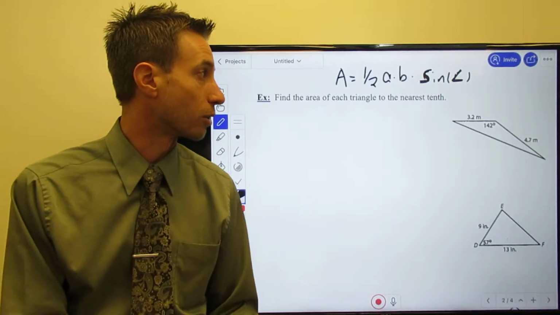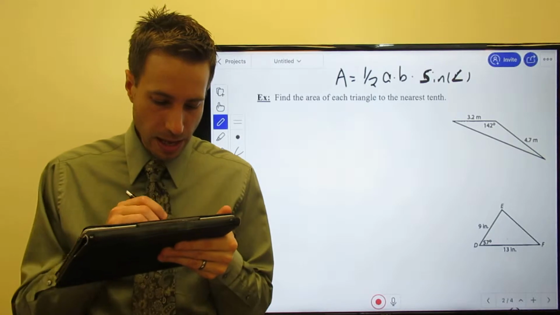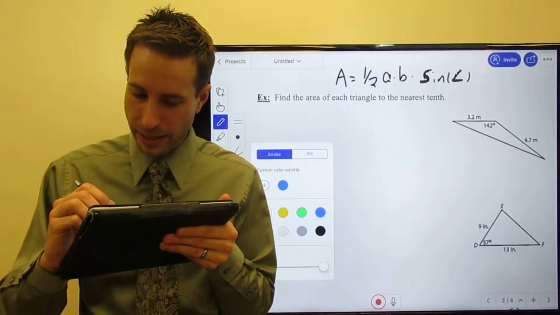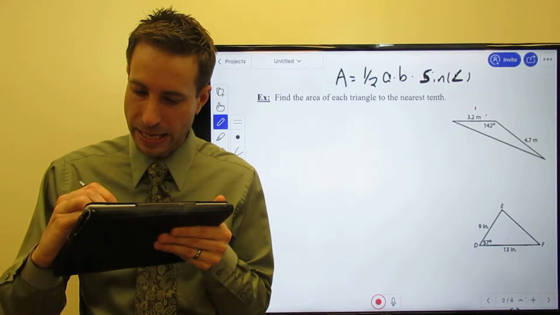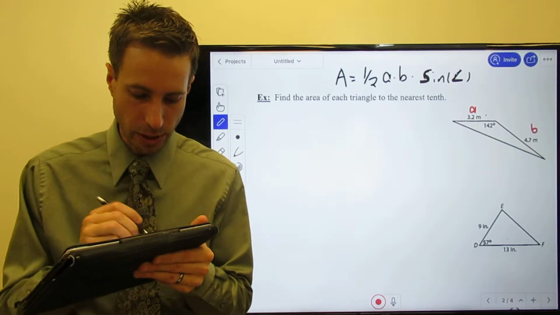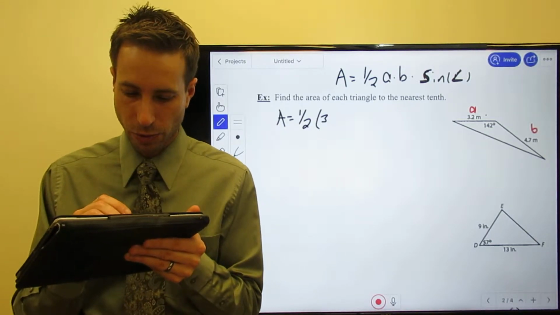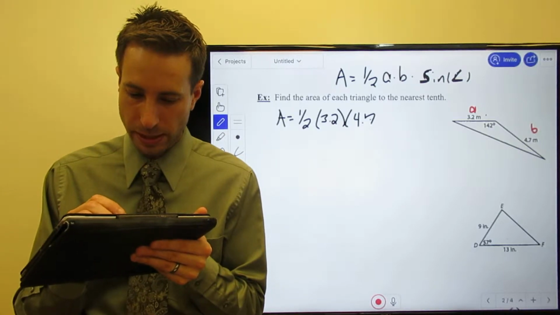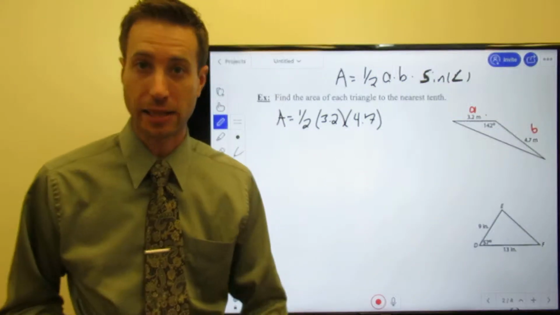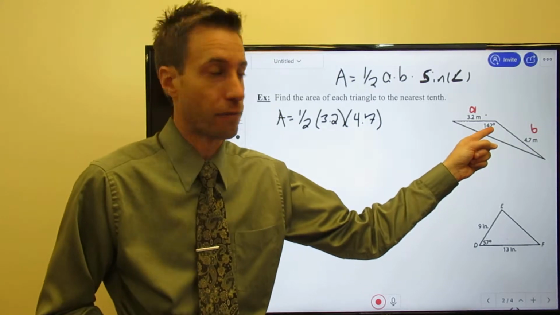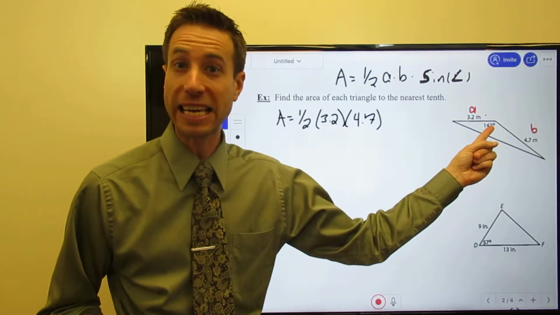So let's go ahead and take a look at one of these problems. I want you to find the area of each of the triangles that I've given you, and here we go. I am given this angle right here, and it doesn't matter which of the sides you make A, which of the sides you make B, they are interchangeable. So here we go. Area is going to be equal to 1/2. Again, it doesn't matter which goes first. We'll do 3.2 multiplied by 4.7. I need both of the sides to be adjacent to the angle I was given. Adjacent means right next to. So 3.2 is right next to 142 degrees, and 4.7 is on the other side of 142 degrees. So those are my adjacent sides, and that's my included angle.